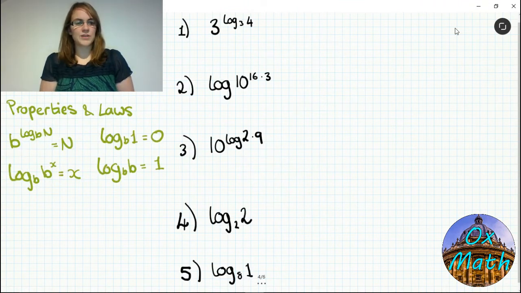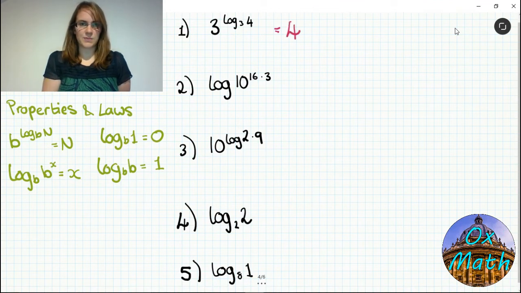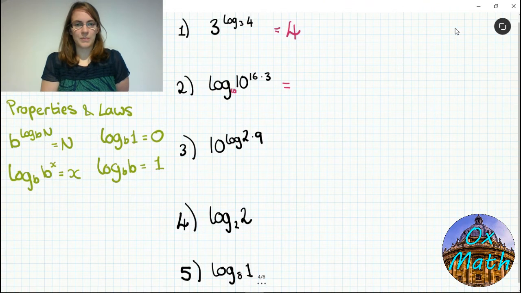So test yourself to check you really understand these four properties. The properties are written in green on the left hand side, and see if you can use them to simplify down these 5 expressions. The first one then, the base 3 and log base 3 cancel out and leaves us with 4. So the second one, log, remember if there is no base written, it's an invisible 10. A log on its own means log base 10.